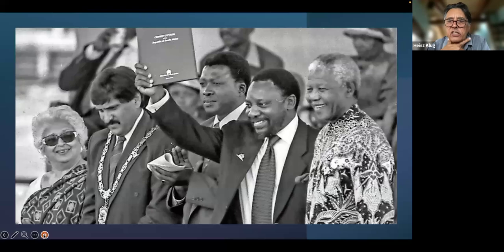And there's Cyril Ramaphosa, Nelson Mandela, Jennifer Nwala holding up the new constitution as it was adopted on March 10th, 1997. And so that's South Africa's process.